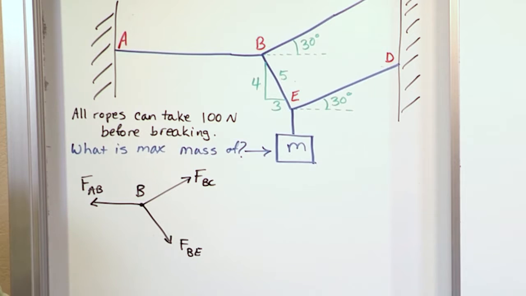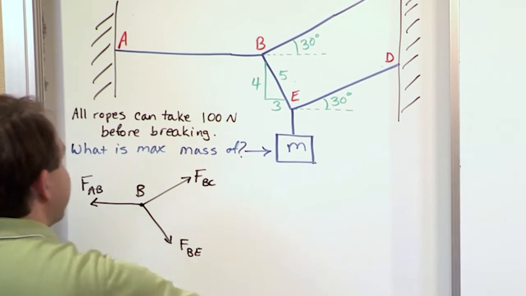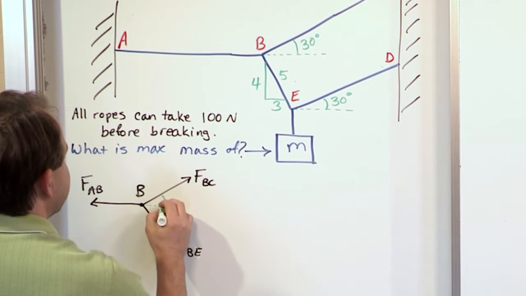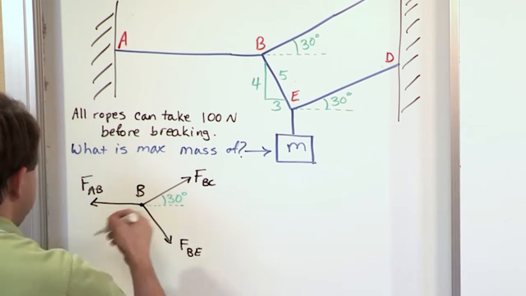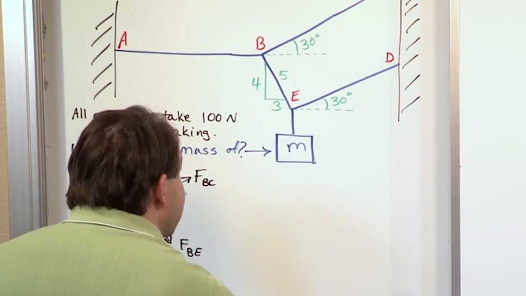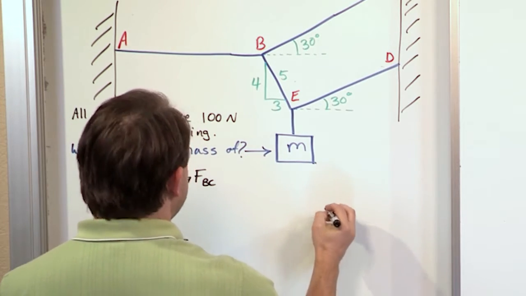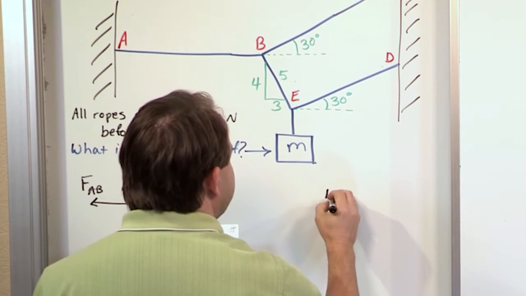Okay. Now, one more thing I want to add before we go any farther is notice this is 30 degrees, so I'll just kind of add this here. This is 30 degrees. All right. Now that is that one. Let's move over to the other one here and put a dot here and say that this is point E.